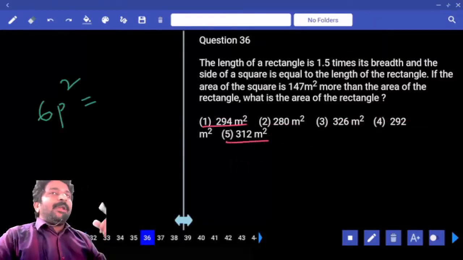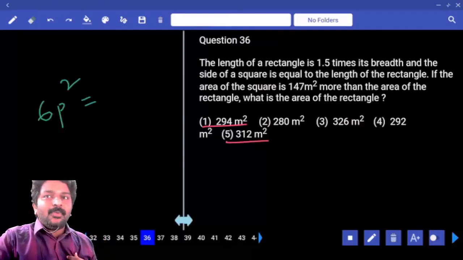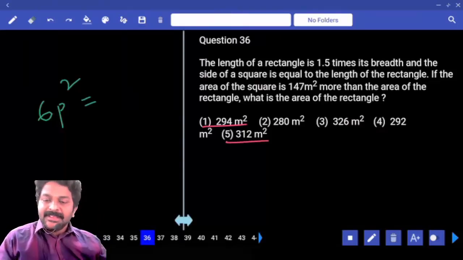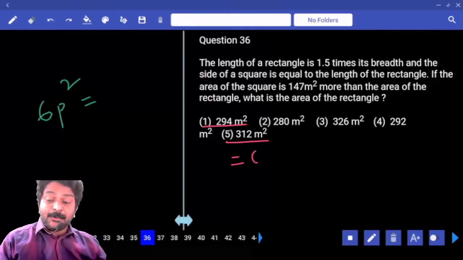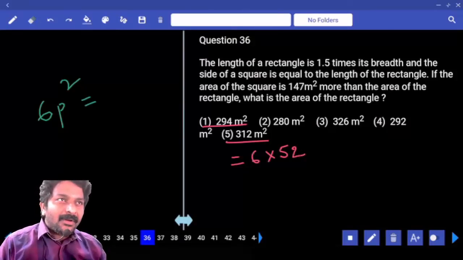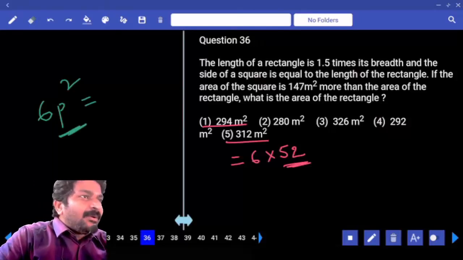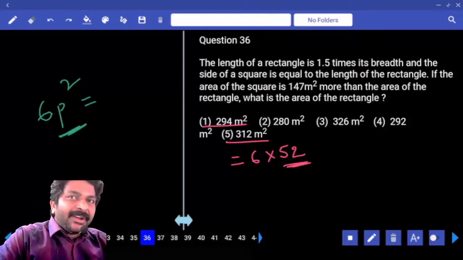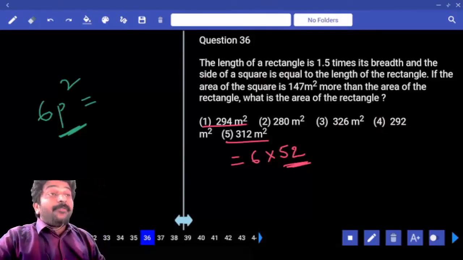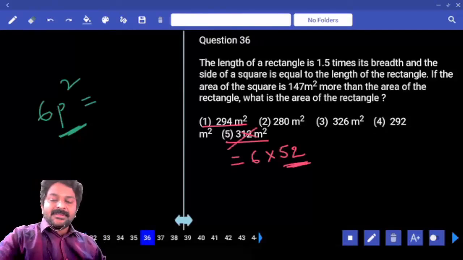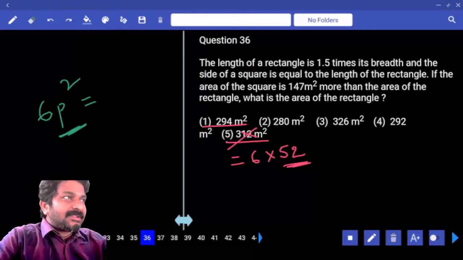Either I'll try to prove one is the right answer or I'll try to prove one is a wrong option. Okay. 312 is equal to 6 multiple of 52 times only. Come on. Can 52 be written as a p square value? Can 52 be a perfect square? So though the fifth option is a multiple of 6, can it be your answer? Second option, first option, final answer.